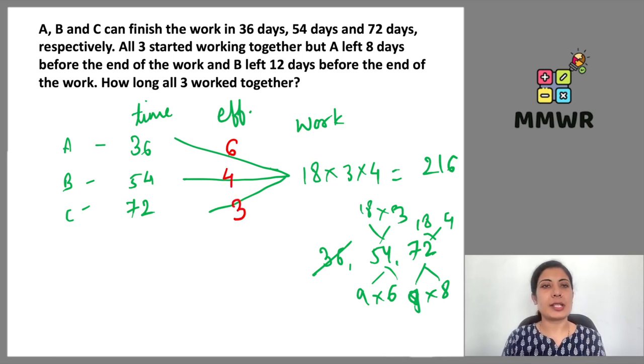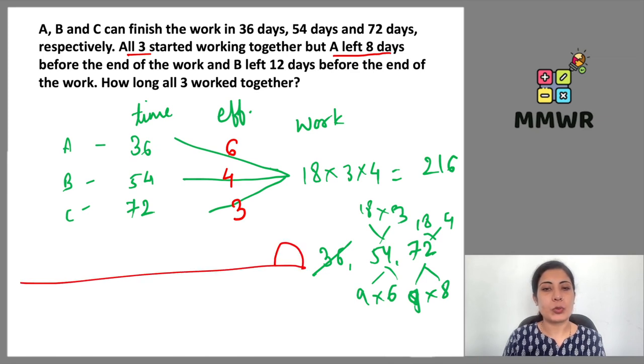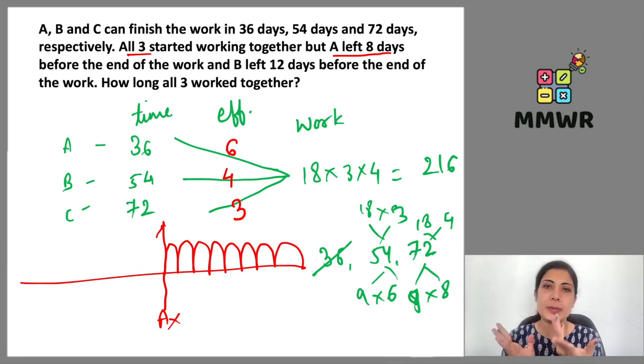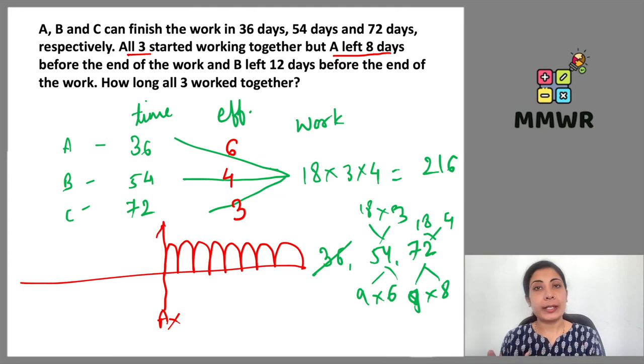After getting this efficiency, what has been given in the question? All three started working together, but A left 8 days before the ending of the work. So 1, 2, 3, 4, 5, 6, 7, 8. A has left here. A left the work at this place. That means whosoever was working till the end, maybe B and C were working or maybe only C is working. So in 8 days, that person was working alone, or two of them were working.